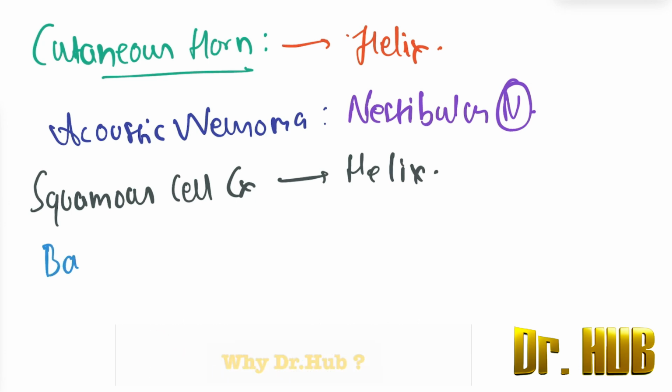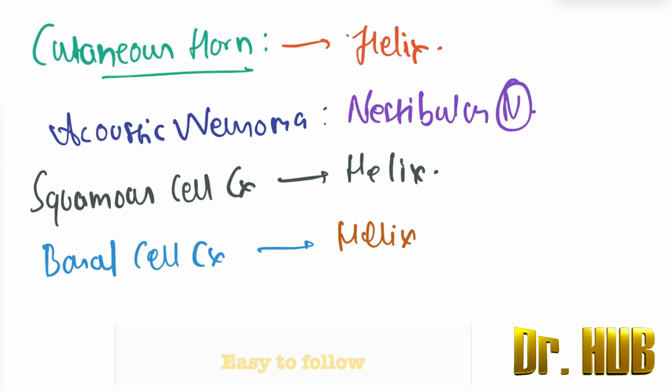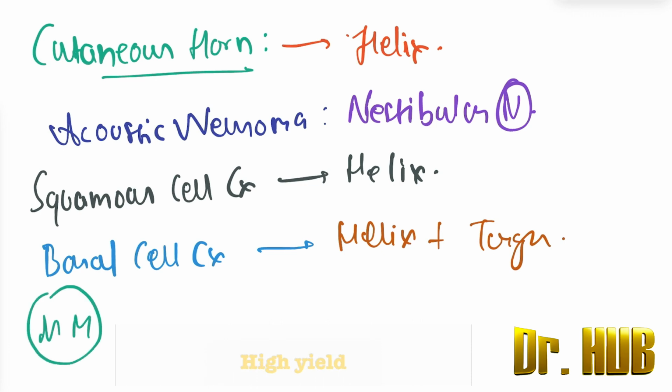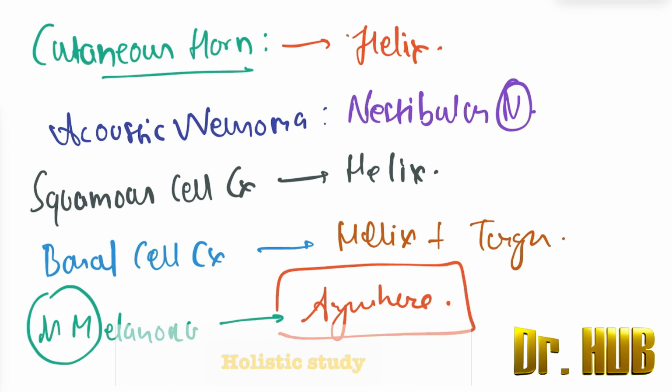Then is the basal cell carcinoma. Basal cell carcinoma, the common site is the helix as well as the tragus. Then we move on to the malignant melanoma. So this is the malignant melanoma, and here the common site, it may be present anywhere.